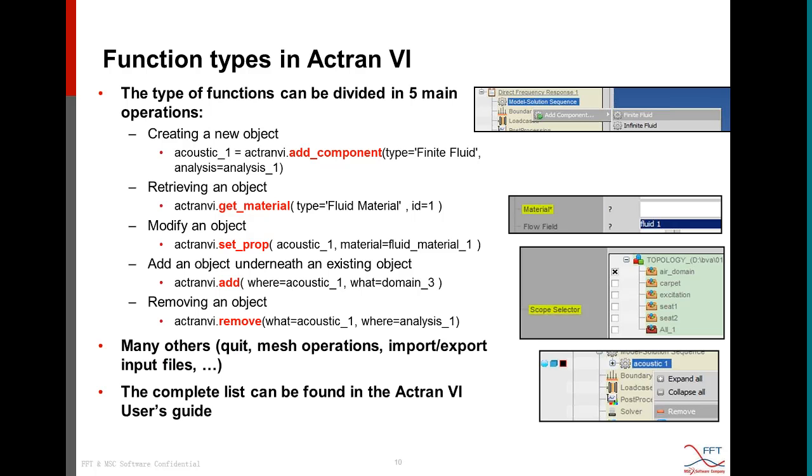Besides these basic functions, many other functions are also available. For example, import or export Actran input files, or import meshes and perform some meshing operations, as more and more of these types of meshing operations are available in our new release. Modify the interpolation order of a mesh, or create local microphones, field points, exporting an image or an animation to a file. We can achieve all of these with these functions.